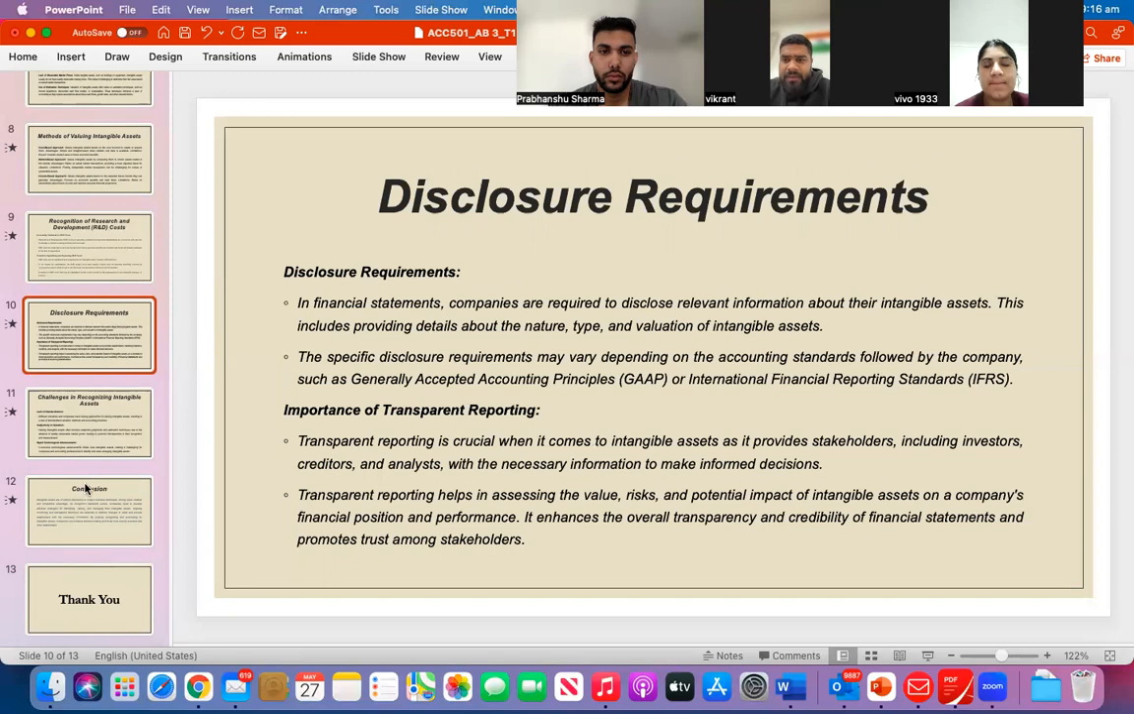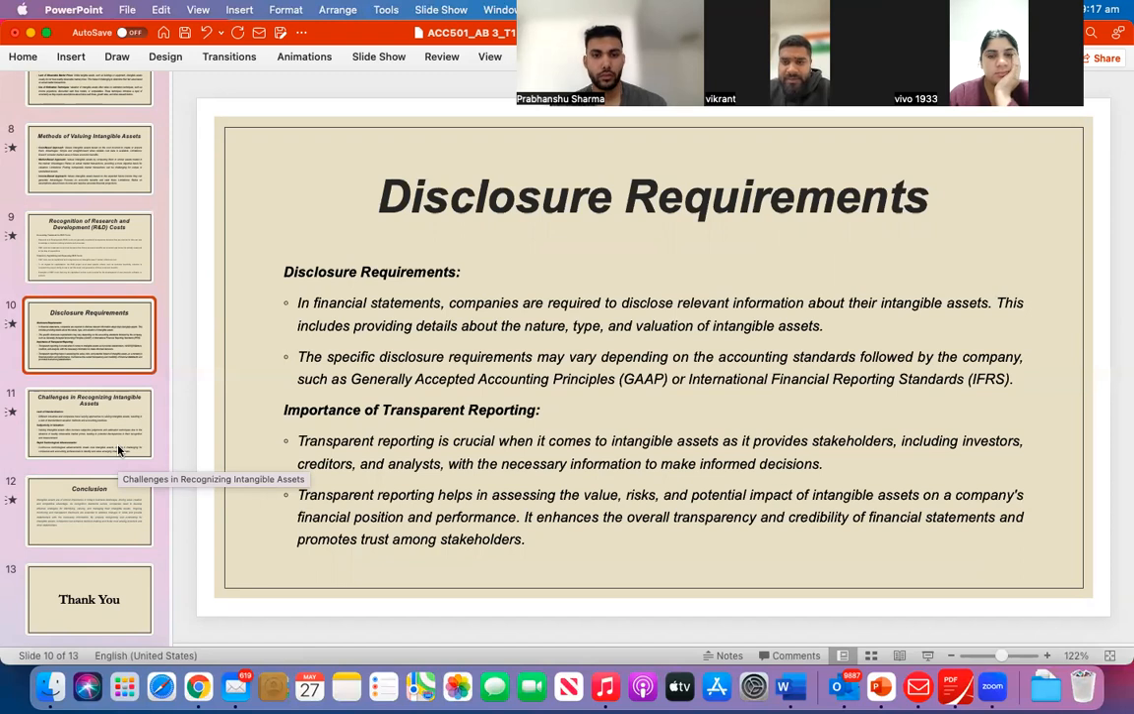And now we talk about the disclosure requirements. In financial statements, companies are required to disclose relevant information about the intangible assets. This includes providing details about the nature, type, and valuation of intangible assets. The specific disclosure requirements may vary depending on accounting standards followed by the company, such as generally accepted accounting principles or international financial reporting standards.